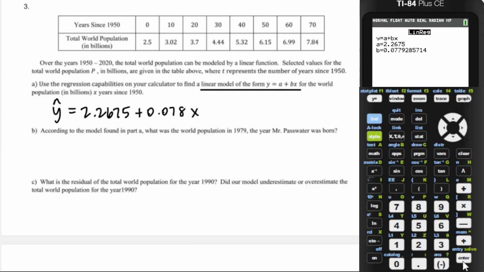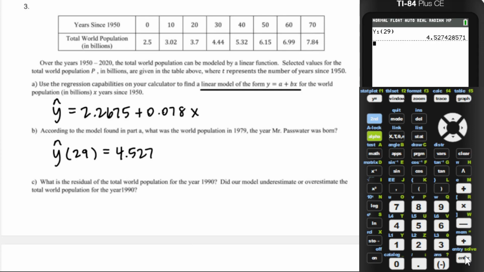times x. Okay, what was the world population in 79? Okay, years since 1950. That would be 29 years after 1950, so y hat of 29 is going to be equal to, you don't need to show, especially if you've already written the equation right there, that you're plugging in 29. It's implied by the fact that you write y hat of 29, so y1 of 29 is going to equal 4.527 billion. So 4.527 billion.